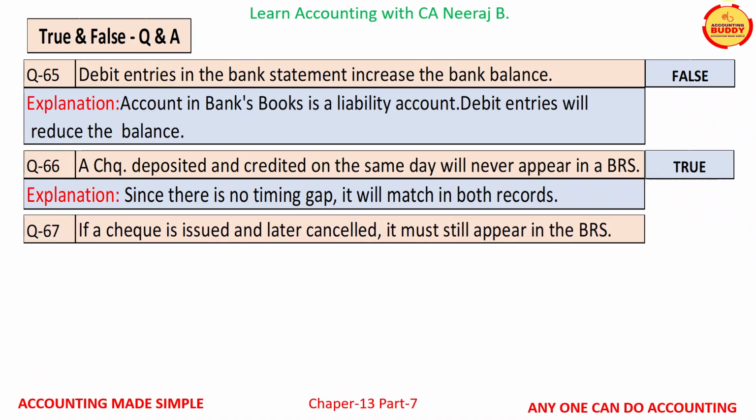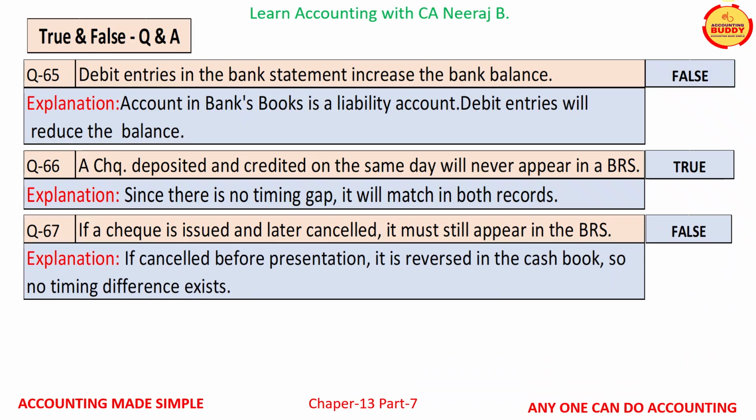Question number 67. If a check is issued and later cancelled, it must appear in the bank reconciliation statement. This is a false statement. If cancelled before presentation, it is reversed in the cash book, so no timing difference exists.